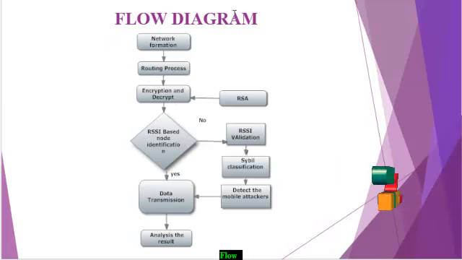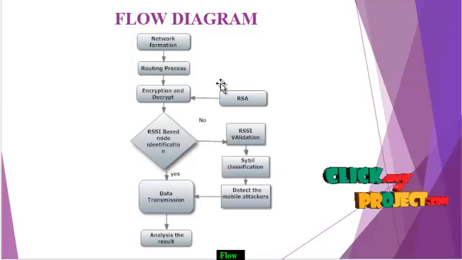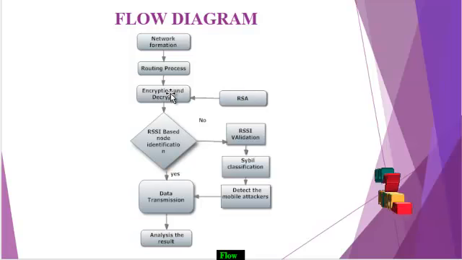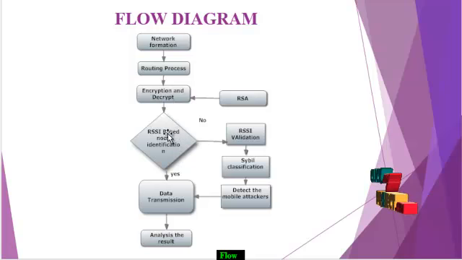This is the flow diagram of our project. First, network formation. Here 30 nodes are created, then sent to the routing process. The routing process is where the source and the destination are set. Then the RSA algorithm is used for encryption and decryption. Here the encryption and decryption keys are generated. If the key is generated, it is good for the RSSI based node identification.